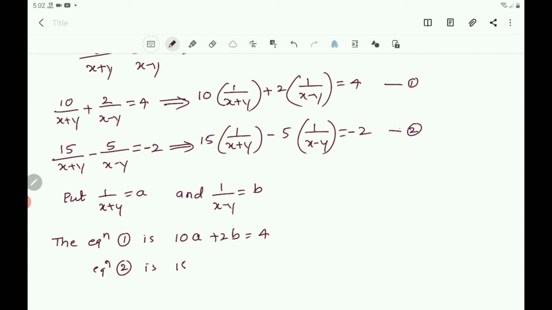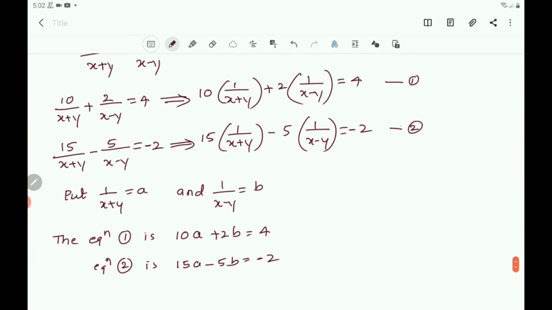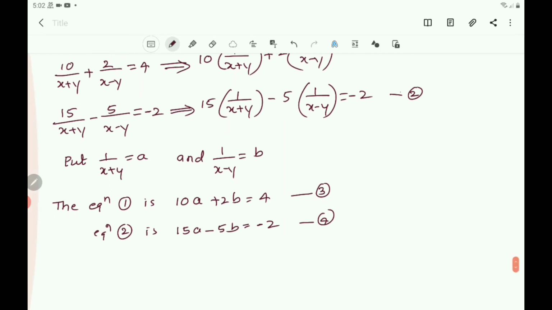15 into 1 by x plus y means 15a, minus 5b, equals minus 2. Now consider this is what you got. The next one, this is the third equation, this is the fourth equation.